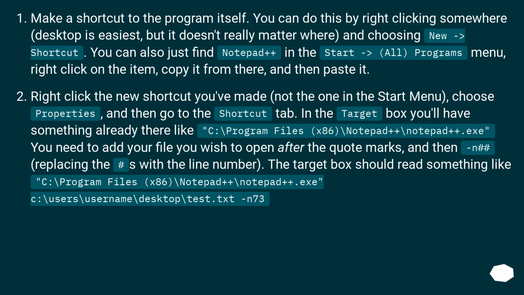Right-click the new shortcut you've made, not the one in the Start menu, choose Properties, and then go to the Shortcut tab. In the target box you'll have something already there like C:\Program Files (x86)\Notepad++\notepad++.exe. You need to add the file you wish to open after the quote marks, and then -n#, replacing the # with the line number.